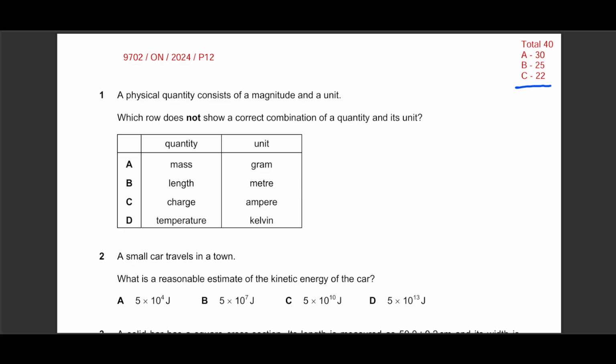Starting with question number 1, he says, which one is a physical quantity with respective unit as well? So, which is not one of them. Mass is in grams, length is measured in meters, charge is measured in coulombs, not in amperes. It's supposed to be current for amperes. And D is temperature, and then Kelvin. So every option is right, but C is not, as asked in the question.